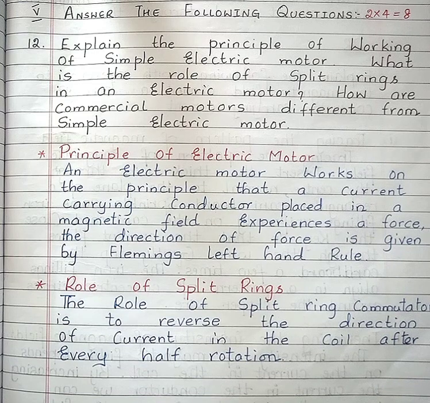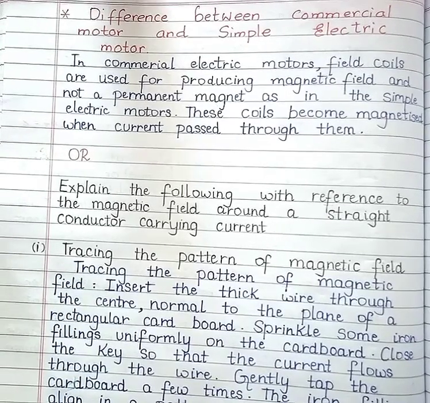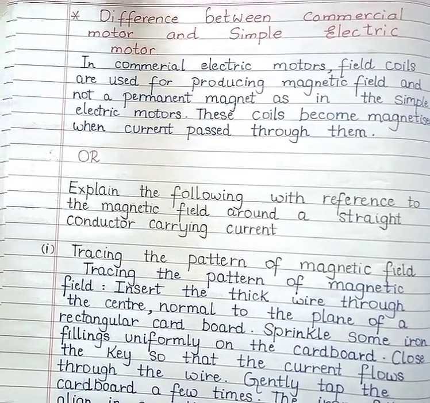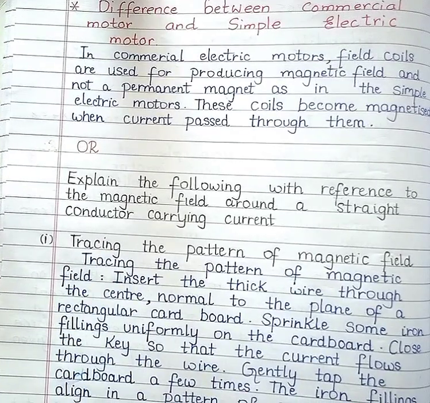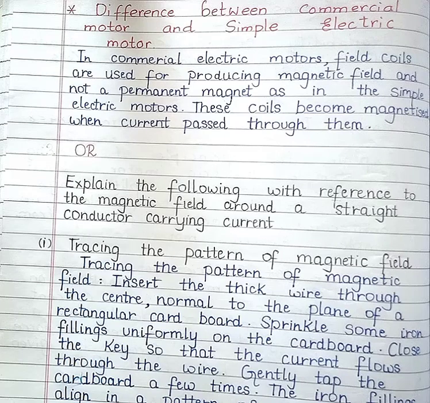Principle of electric motor. An electric motor works on the principle that a current carrying conductor placed in a magnetic field experiences a force. The direction of force is given by Fleming's left hand rule. Role of split rings. The role of split ring commutator is to reverse the direction of current in the coil after every half rotation. Differences between commercial motor and simple electric motor.